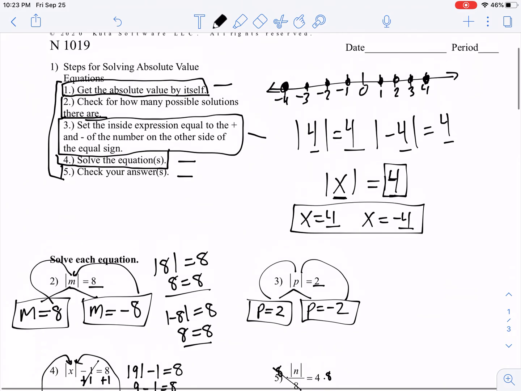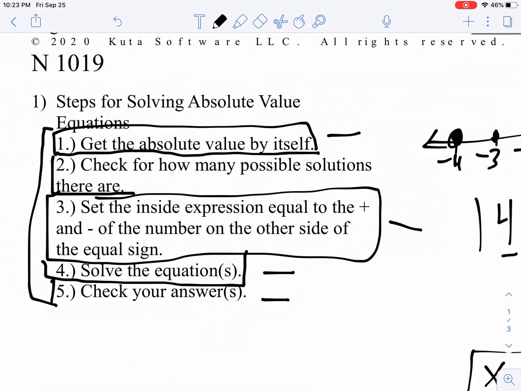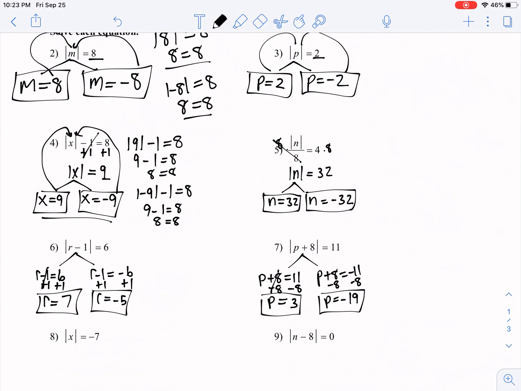This is what I'm referring to in step number 2, when it says check how many possible solutions there are. In all these other examples, how many solutions did we have? 2. And that's going to be the majority of the time. You're going to find that there are 2 answers. However, once in a while, we're going to run into other situations.